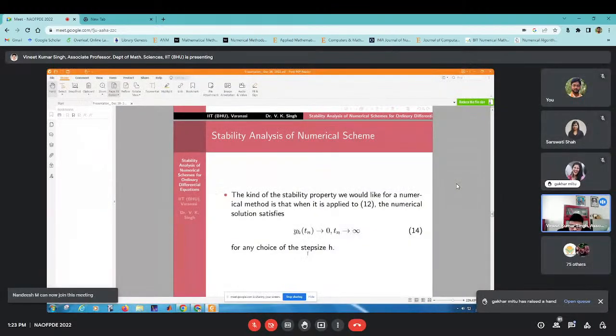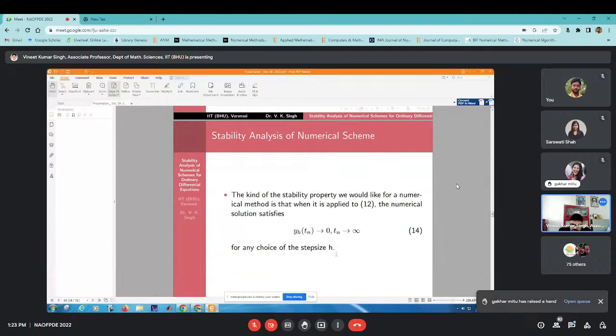Conditionally stable means there should be some condition: for some fixed step size, we will get this behavior y(t_n) tends to 0 as t_n tends to infinity. But for unconditionally stable, the proposed numerical solution will go to 0 for any step size as t_n goes to infinity.